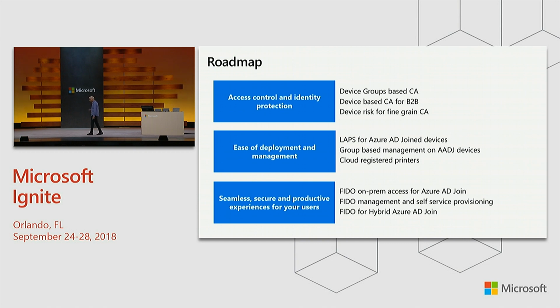And lastly, FIDO for hybrid Azure AD joined devices. So our current strategy is focused around shared scenarios, first-line workers, where we expect those devices to be Azure AD joined. But we also want to make sure for devices that are hybrid Azure AD joined, and if there's a need to enable FIDO authentication for those devices, we support that scenario as well. So that's what's on our roadmap. I have a couple more slides.